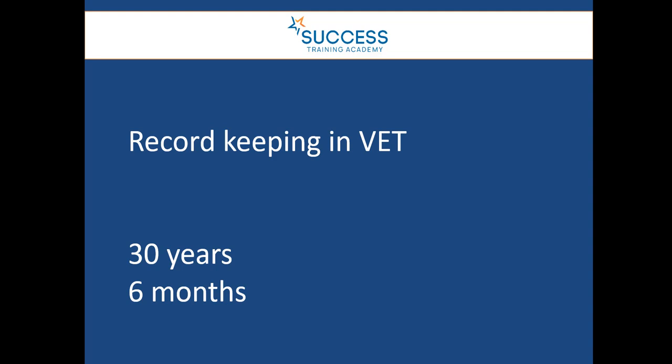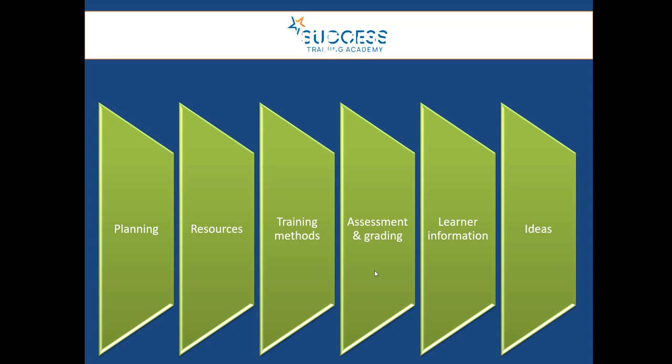However, records of who received qualifications need to be kept for 30 years. Now, we need to keep records on planning, resources, training methods, assessment and grading, learner information, and certainly ideas, ideas in relation to continuous improvement for sure. Learner information could be things like enrollment forms, language literacy and numeracy tests, things like that. Assessment and grading would be things like assessment results, training methods, how people were assessed, and the different session plans, things like that.